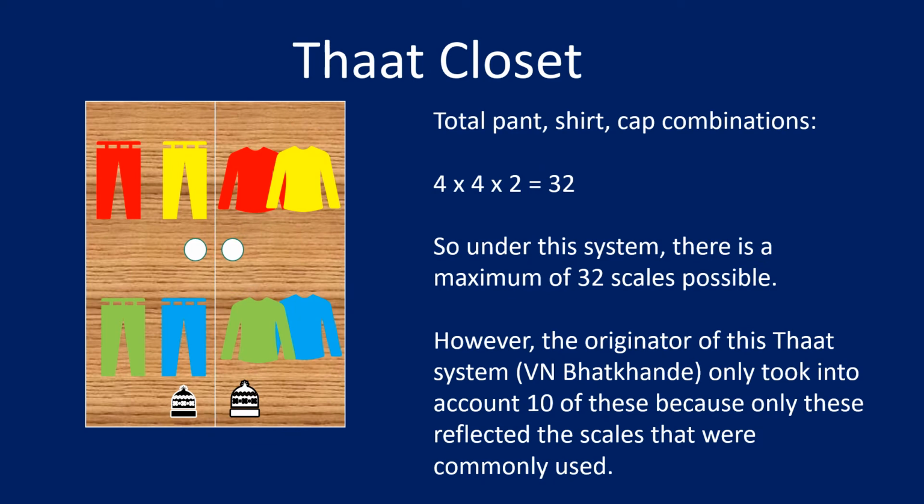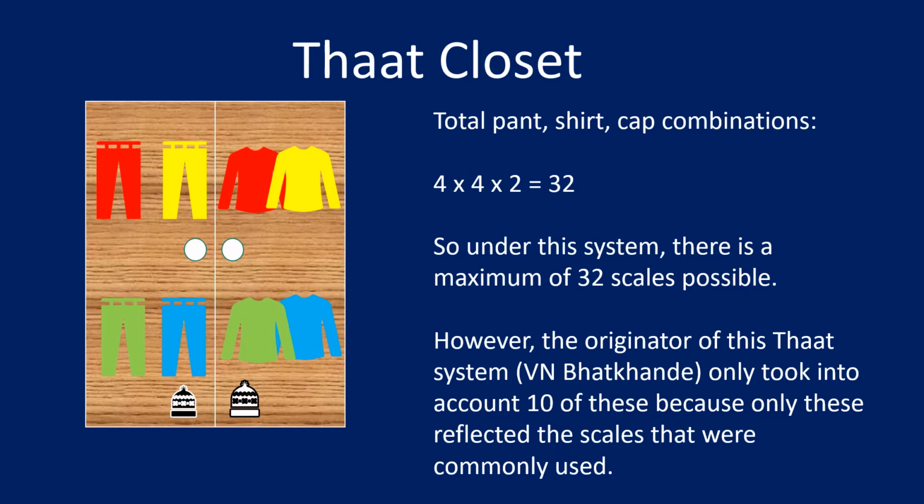Now let's take a look at what we have in our Thaat wardrobe closet. We've got 4 pairs of pants, 4 shirts. We also have 2 different caps, and these caps represent Shuddha Ma and Tivra Ma. So the total pant, shirt, cap combinations is basically 4 times 4 times 2, which gives you 32. So under the system, there's a possible maximum of 32 scales.